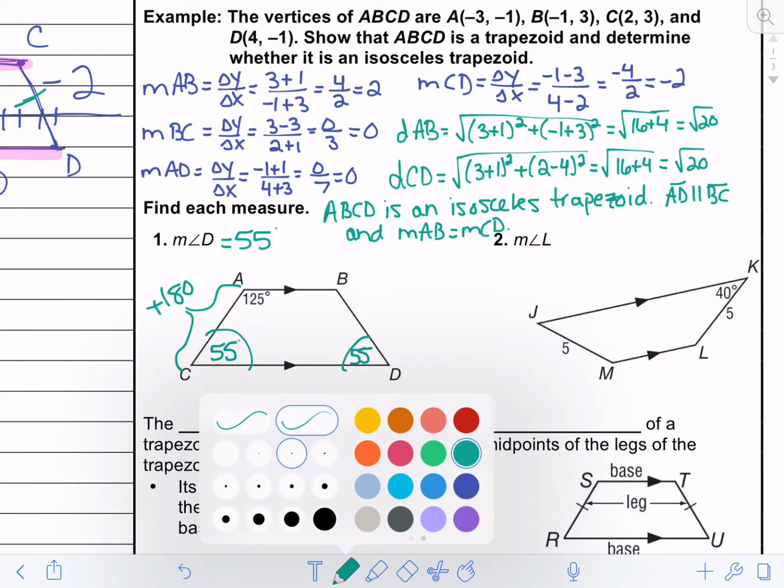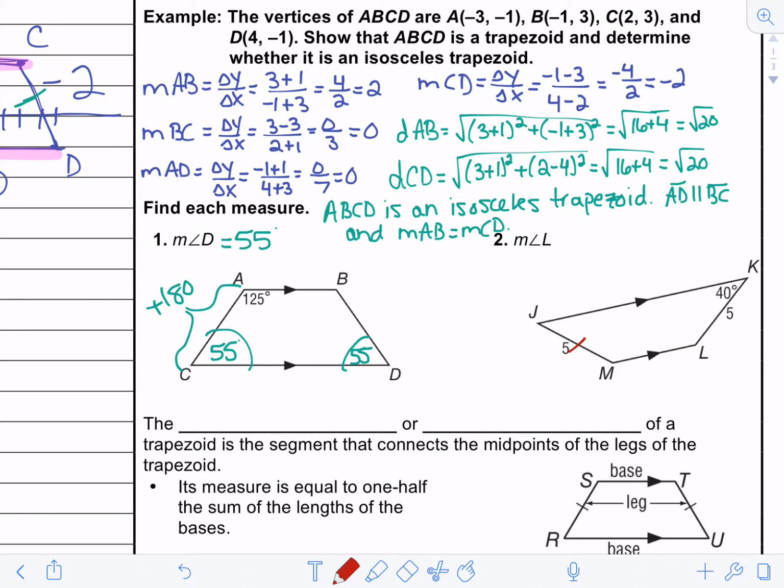In this case, for the next one, I know it's an isosceles trapezoid because those lengths are the same. So I know my base angles are going to be the same. I don't even need to know that though, because it's asking for the measure of angle L, and again, those add up to 180 degrees. So 180 minus 40 will give me 140 degrees.